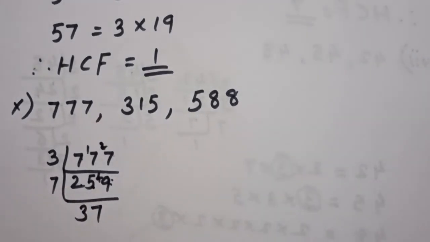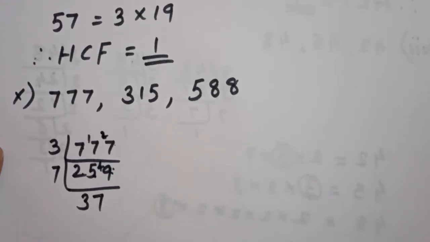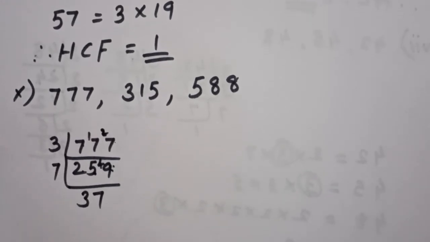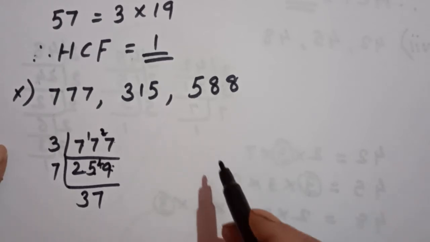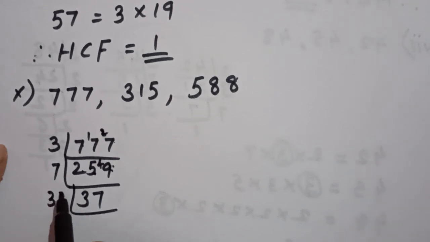And now 37. 37 is a prime number. It can't be completely divided by any number other than 37. So it's a prime number. We are writing 37 once up.